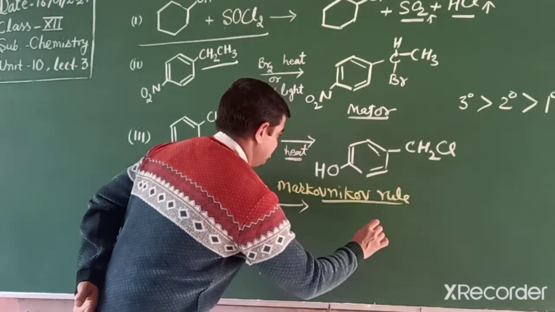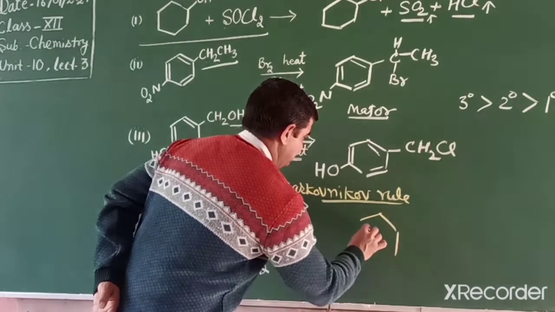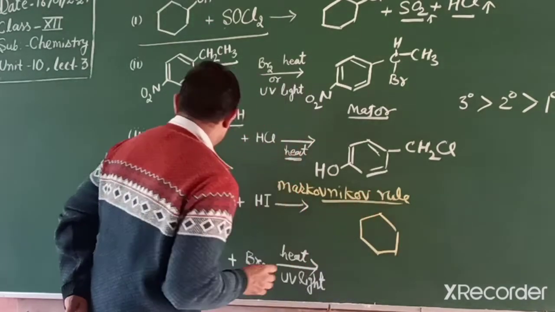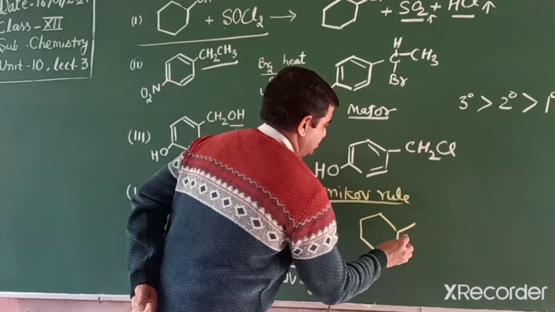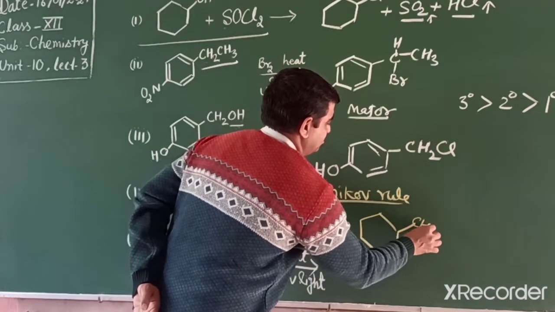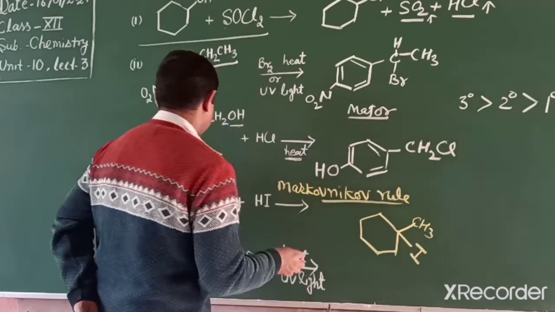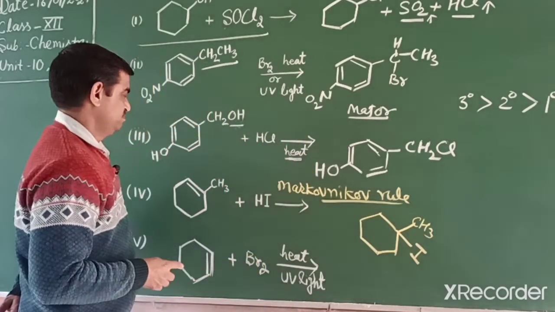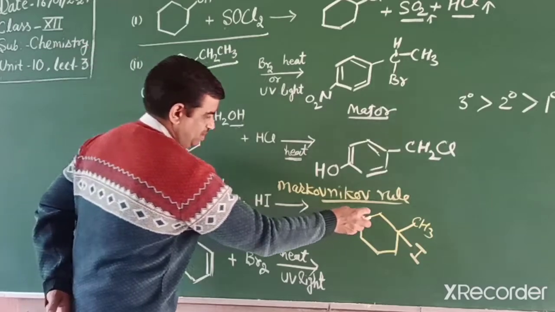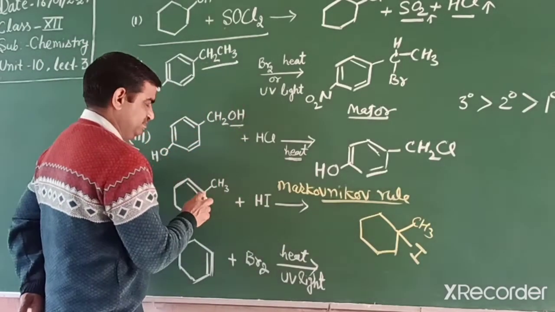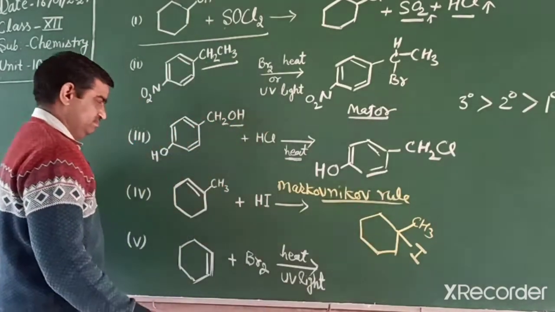So we can write the product like this, CH3, and you can write I here. So this is the product, because hydrogen adds at this place and iodine on the CH3 carbon.